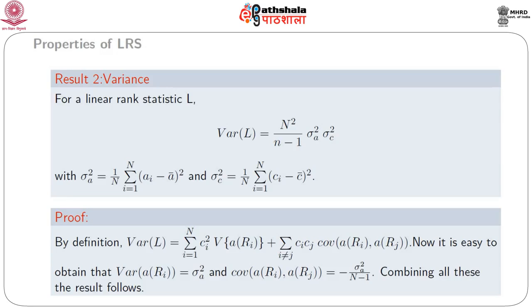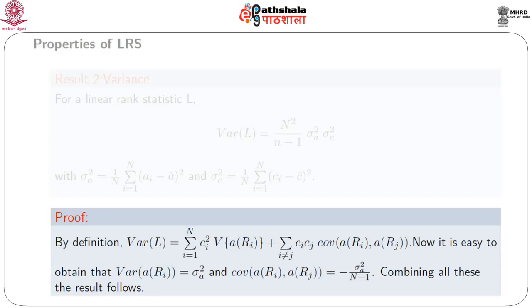Now, observe that the ranks are not independent and L is a function of the ranks. So, the different components or different summands of L are therefore correlated. So, we have to take into account that the different components of L are correlated. So, variance of L comes out as summation i from 1 to n Ci square multiplied by variance of A_Ri plus summation i not equal to j Ci Cj multiplied by covariance of A_Ri and A_Rj.